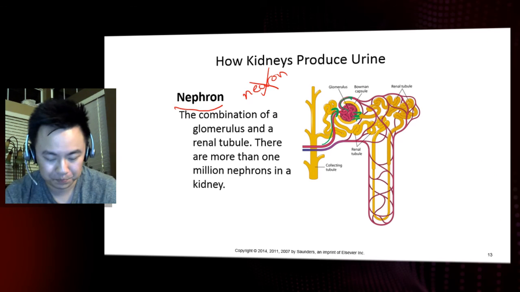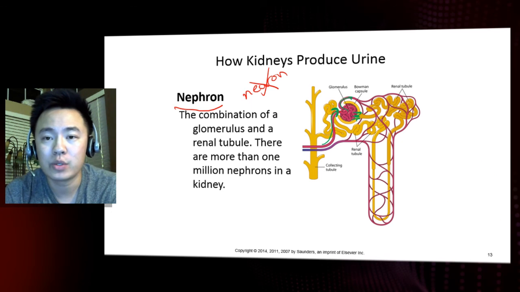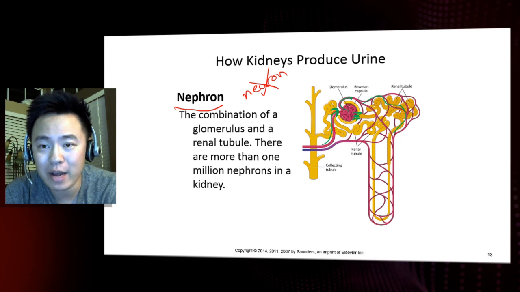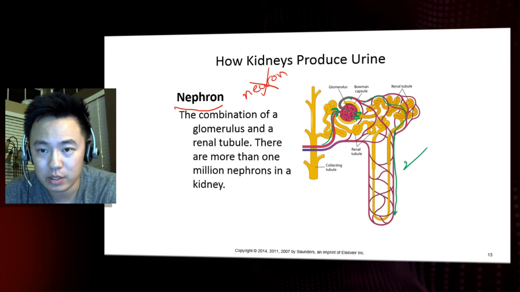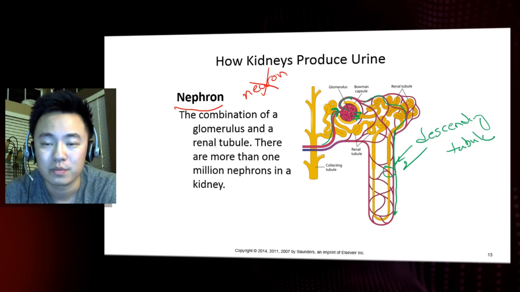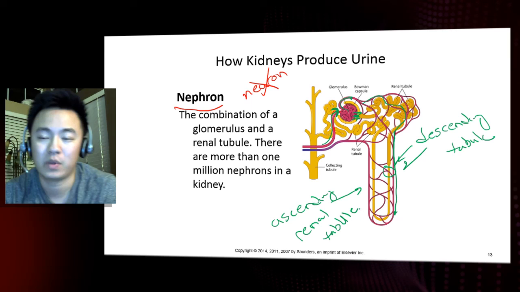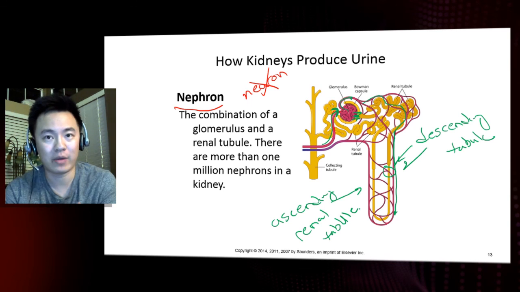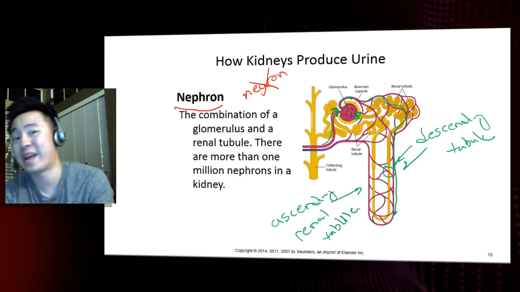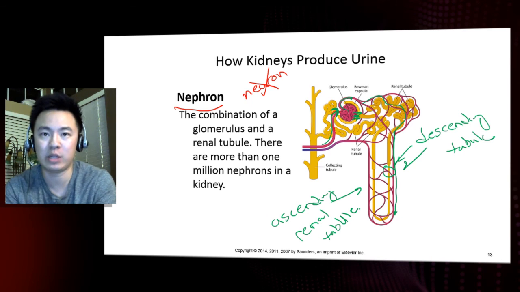And then the blood travels down here, down the descending tubule. This tube right here is known as the descending tubule. And this is known as the ascending renal tubule. Okay, so as it goes down and up, it starts to process, starts to filter out and sort the batch on what goes back into the blood and what stays in the urine.